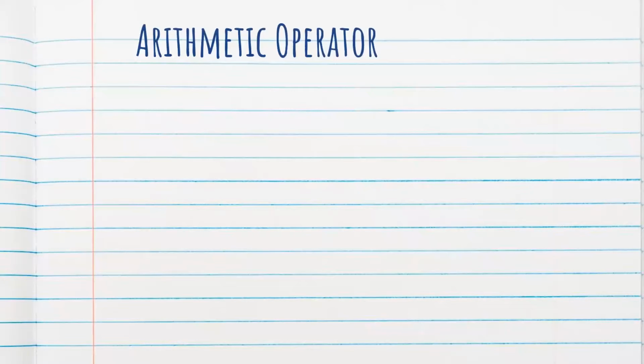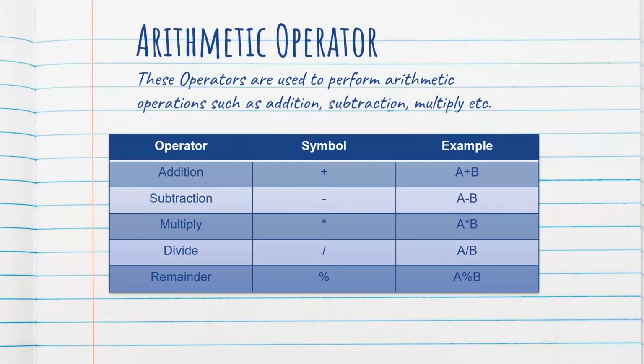The first operator that we are going to discuss in this video is arithmetic operator. These operators are used to perform arithmetic operations such as addition, subtraction, and multiplication, etc. Addition operator is used to add two numbers, and its example is A plus B. Subtraction operator is used to find the difference between two numbers, and it is minus, and its example is A minus B.